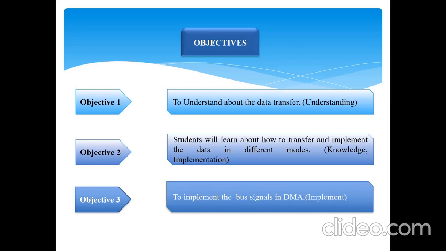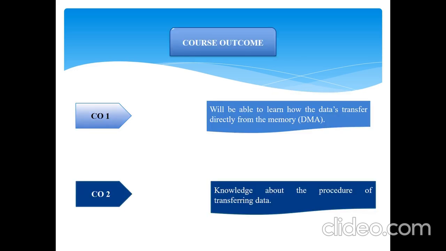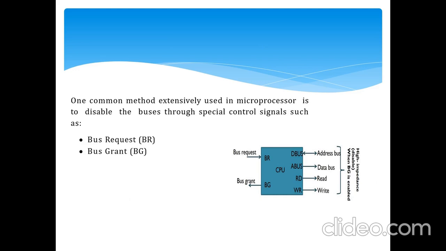So the objectives of this DMA lesson are to understand the data transfer, how to implement and transfer the data in different modes, and how to implement the bus signals in DMA. Course outcome: we will be able to learn how the data is transferred directly from the memory, and the knowledge about the procedure of transferring data.